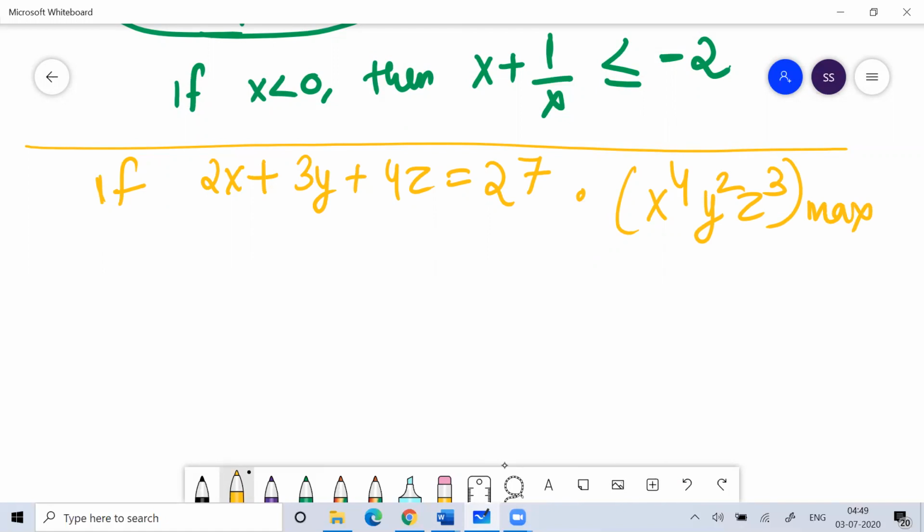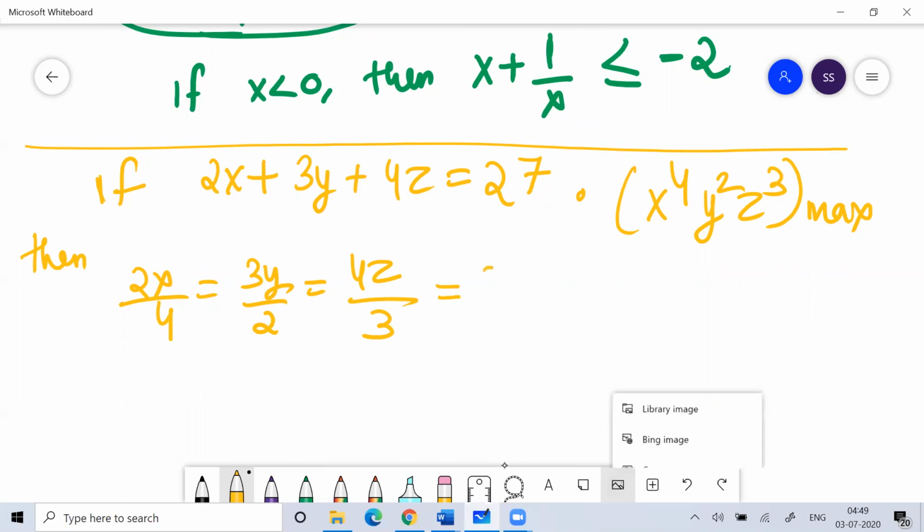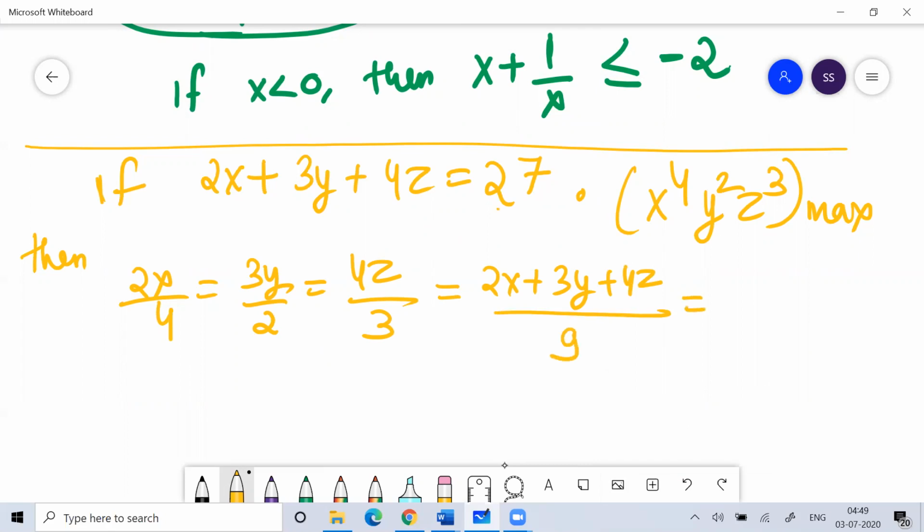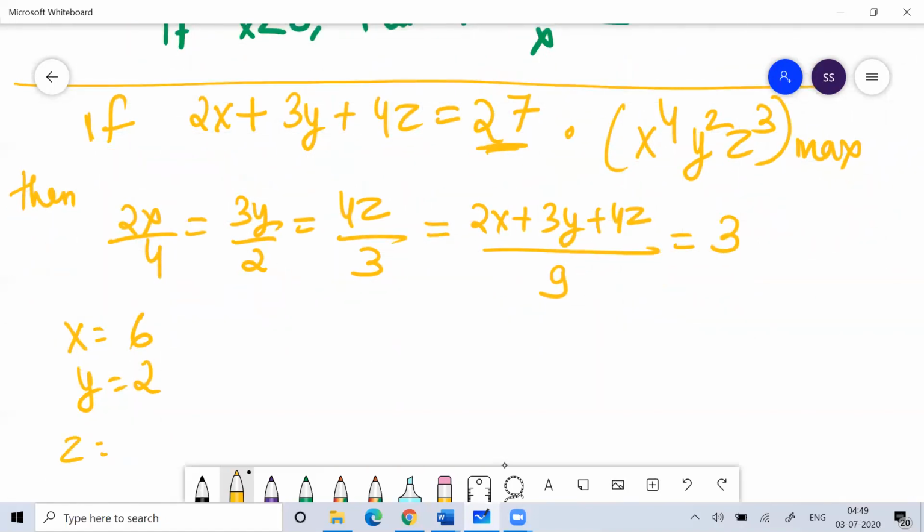Okay, again you can use the same concept. So then you can write 2x by 4. If this is constant, then 2x by 4 will be equal to 3y by 2, which would be equal to 4z by 3. The same logic. So if I use addendo, this is equal to 2x plus 3y plus 4z divided by 4 plus 2 plus 3, which is 9. This is given to you as 27. 27 by 9 is 3. It means x is equal to 6, y is equal to 2, and z is equal to 9 by 4.